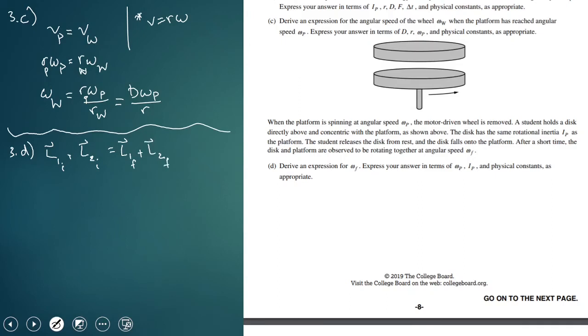Now, keep in mind what exactly L is. L is I omega, right? So that's just the definition of angular momentum. We could convert it to linear by saying that it's r cross p, but because we're staying within the rotational situation, it's I omega. So we also know that the speed is the same between both of them.